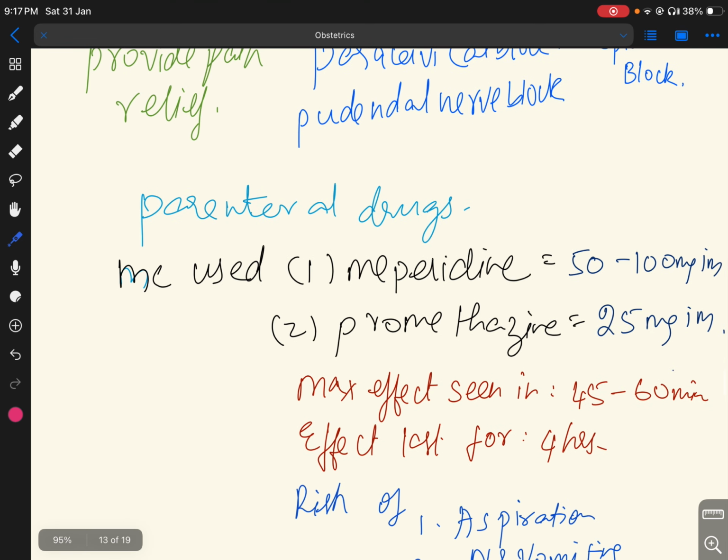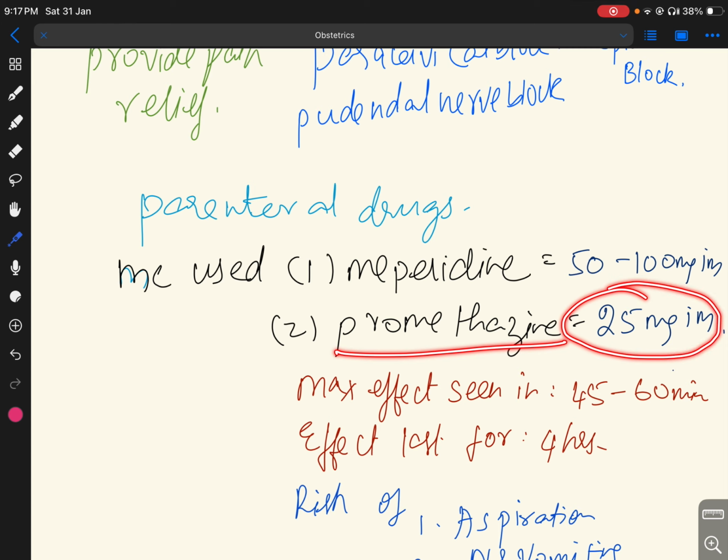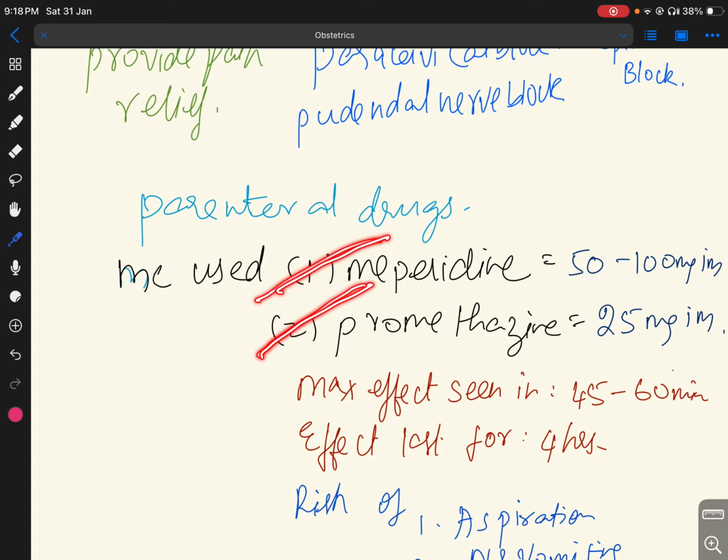What are the parenteral drugs used to relieve the pain? Meperidine 50 to 100 mg IM and promethazine 25 mg IM. Remember these two drugs, meperidine and promethazine.